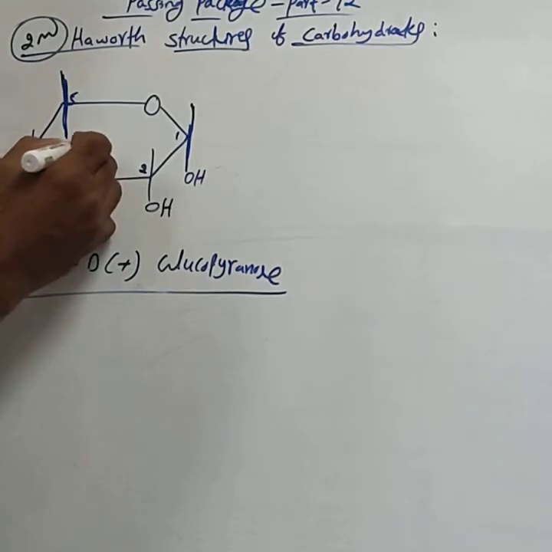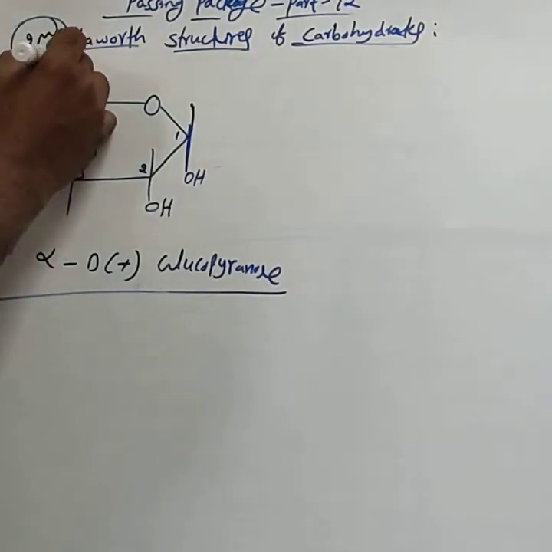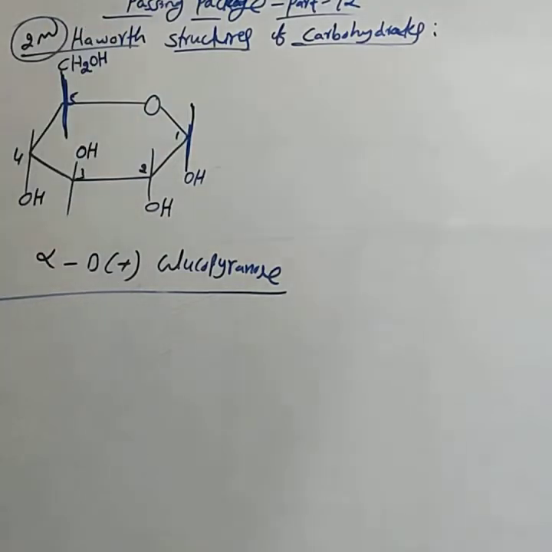Above, third position is above the plane. OH is above the plane. On the fourth corner, below the plane. At the fifth carbon atom, consider CH2OH above the plane.